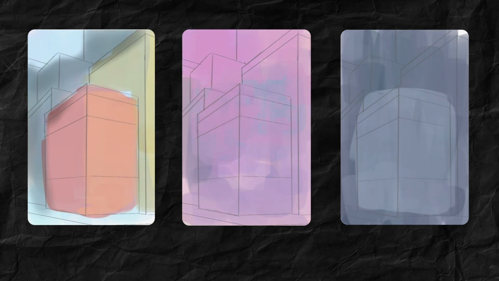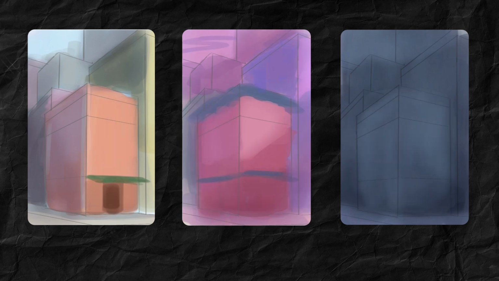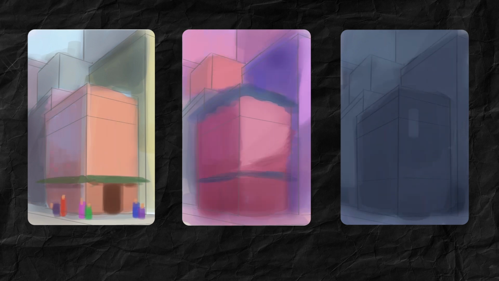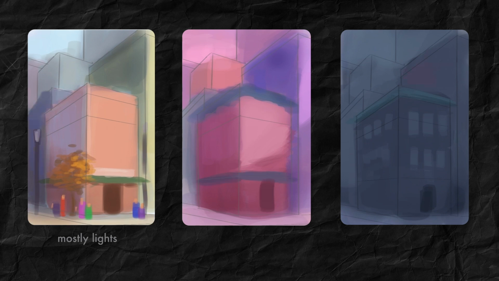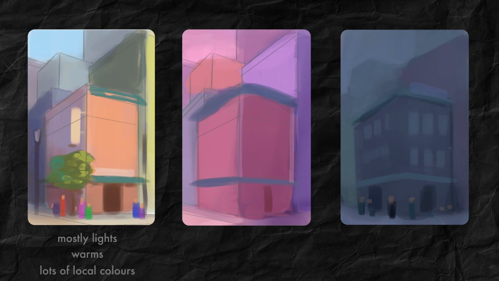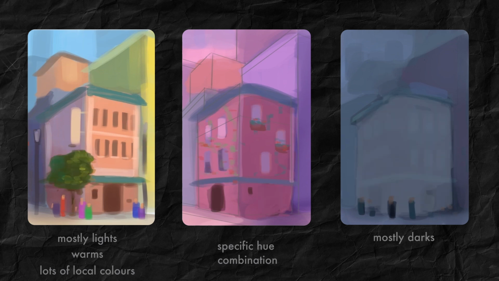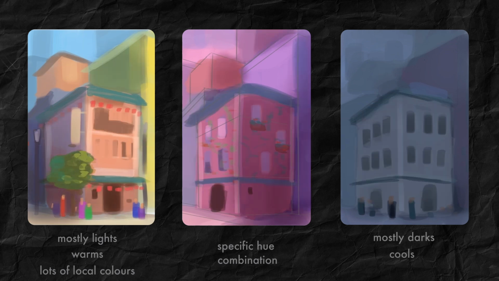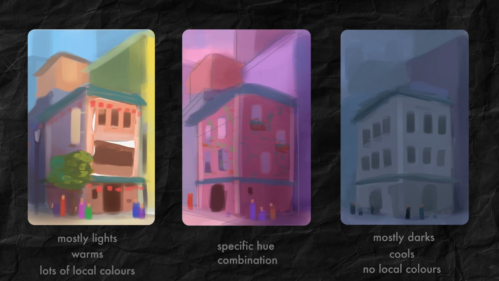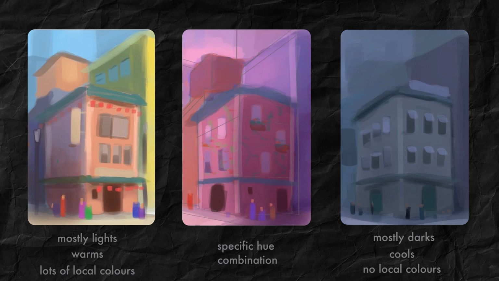Now to tie in all the points, I'm going to use this simple sketch of a building and do 3 color designs using different color combinations to elicit different emotions. I'm using the same principles that we went through concerning value, color temperature, and local colors. The first one is mostly lights, has lots of warms, and many different local colors. The second design is based on a specific hue combination of saturated reds, pinks, and purples. And the final one is mostly darks, is very cool in color temperature, and has very few, if any, local colors. All of my color decisions are based on the relationship between color and emotion.